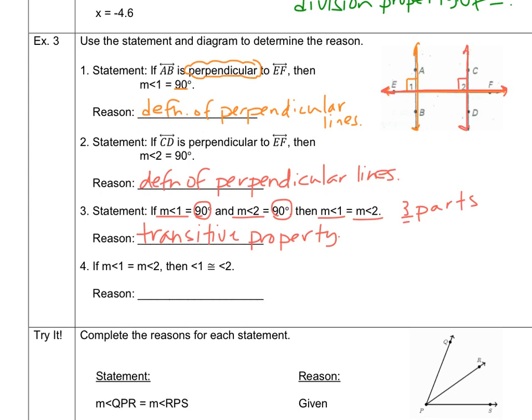And then statement 4, if the measure of angle 1 equals the measure of angle 2, then angle 1 is congruent to angle 2. Notice here we got rid of the m's and we made the equal sign a congruent sign. If you look at your formula sheet on the back, there's a definition that allows us to do that. It's kind of weird, but it works for us. Did you find it? It's the definition of congruent angles. And that works to go from equal to congruent or congruent back to equals. Works in either order.